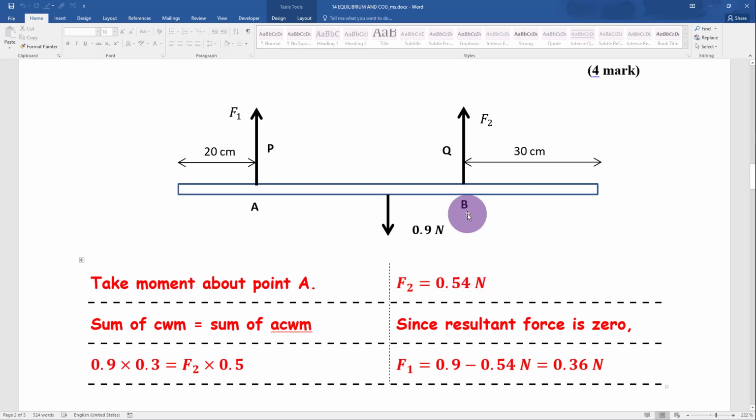The other way would have been to take moments about point B. That is to repeat what I did here. I would say take moments about point B, and I would find that clockwise moments, which is F1 times this distance here, which is 0.5, is equal to anti-clockwise moments, which is 0.9 times 0.2. But this one is a skill which you should be able to get.